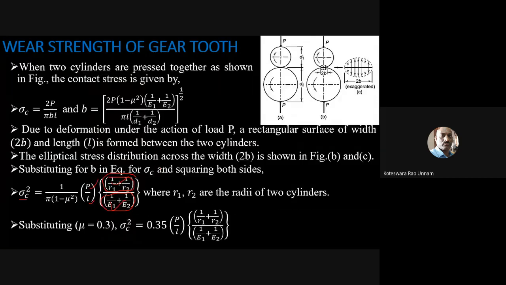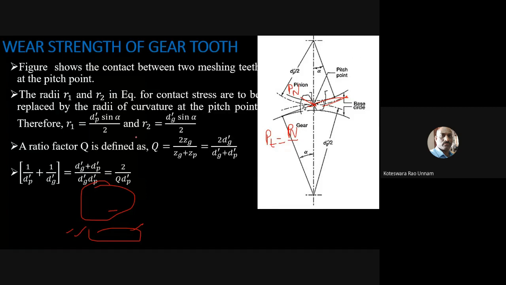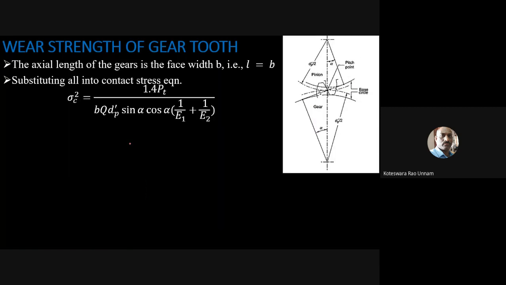In this equation now we know everything. We know this value, we know this value, we know P, and these are constants. Only L remains. L is nothing but the width of the gear tooth along this surface, which is the face width B. So our L is equal to B in case of this gear tooth. Now once I know everything, I can substitute all these parameters into the contact equation. If I substitute that, the contact stress is given by this equation: 1.4 into Pt divided by B into Q into dp dash sin alpha cos alpha into 1 by E1 plus 1 by E2.